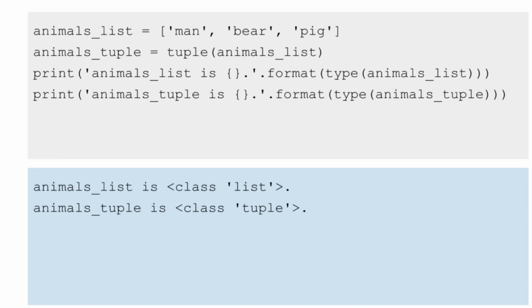This example starts with a list on line 1. Next, we create a tuple by passing in that list to the tuple built-in function. Finally, we print the object's type to the screen.